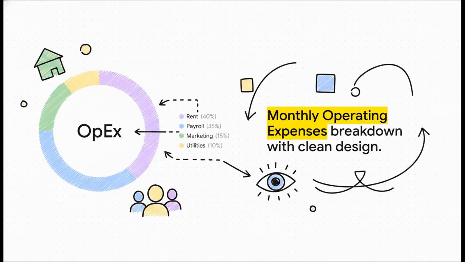Take a perfectly formatted donut chart breaking down monthly operating expenses, for example. It has no distracting backgrounds. The colors are muted and complementary. By keeping the design this clean, the end user, whether that's your CEO or a marketing manager, can immediately grasp the story. Rent and payroll take up the biggest chunks. It takes zero mental effort to figure that out.